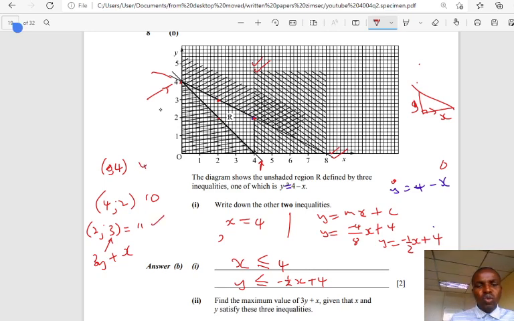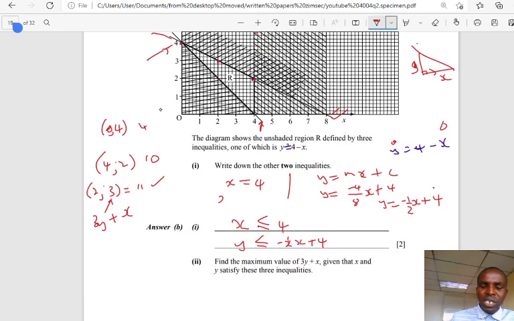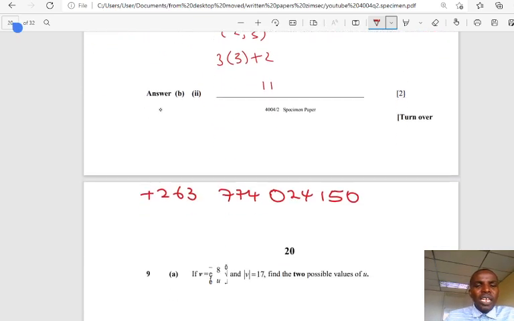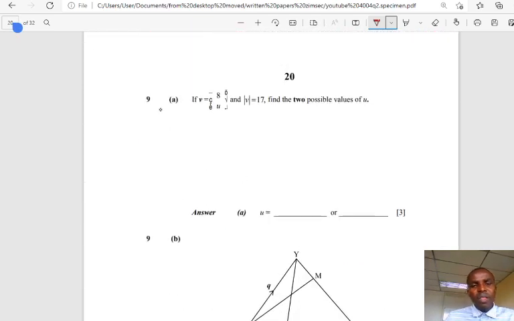So you can take (2, 3). It makes sense that way, because y must be the largest one. Find the maximum value which satisfies. So the maximum value is at the point (2, 3), which is 3 times 3 plus 2, which is equal to 11. Then done. Next question, question number 9.